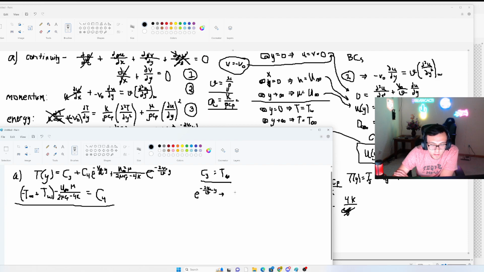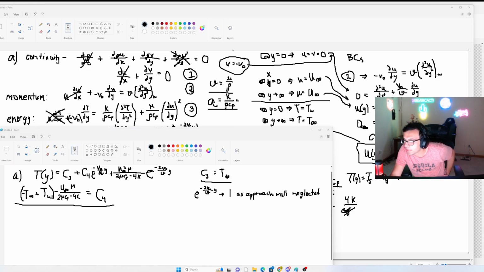It approaches 1 or approaches 0? Does it approach 1 or 0? It approaches 1 as it approaches the wall. So it could be neglected. Now let's talk about that a bit more. So near the wall, that equals or approaches 1.